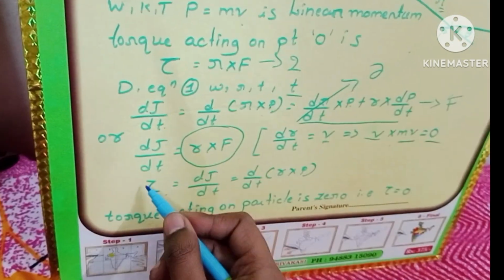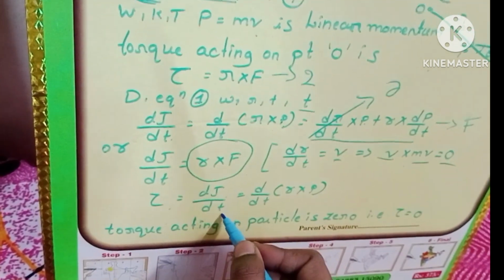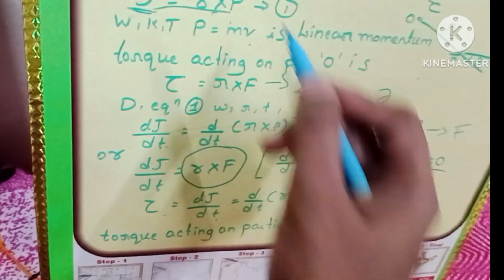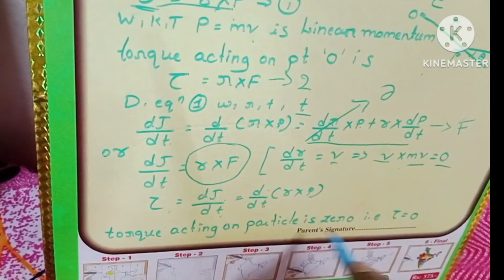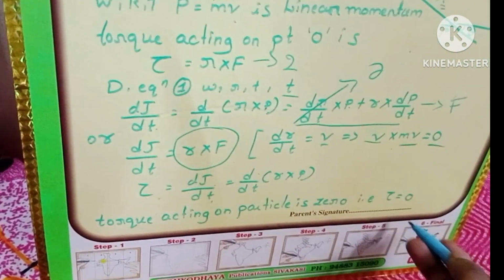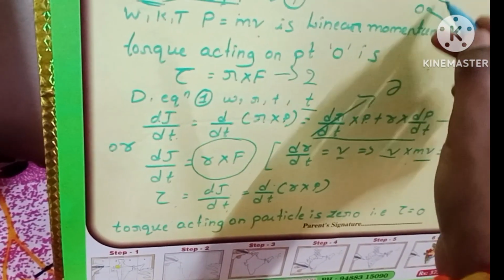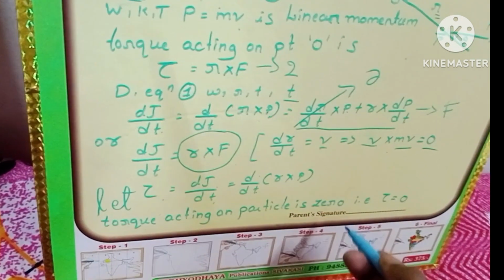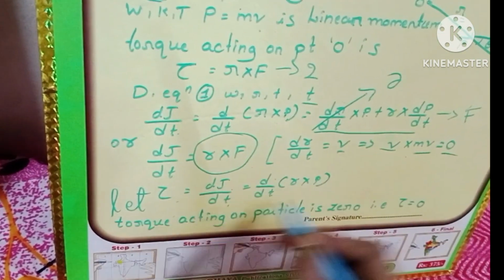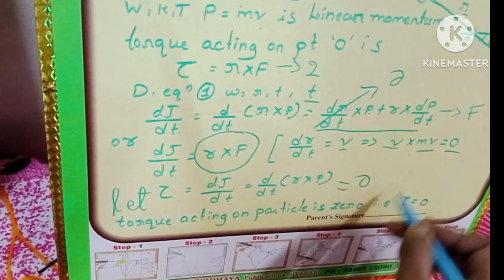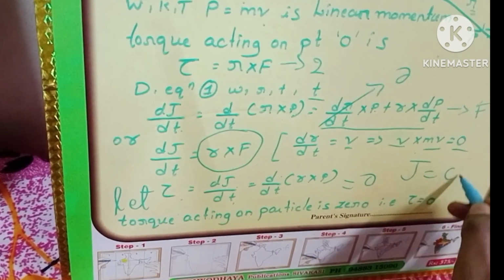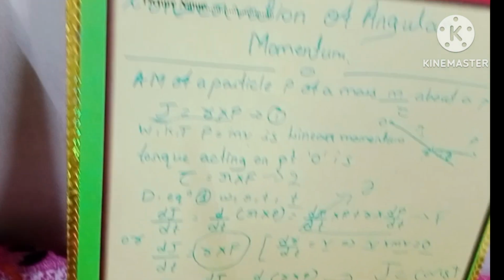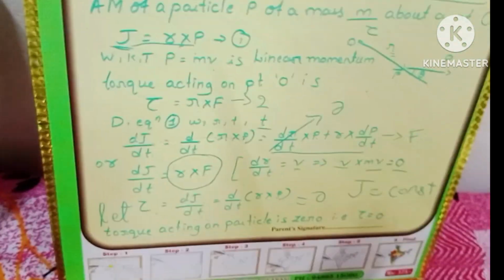So we write tau = dJ/dt, which is d/dt of J, where J is nothing but r cross p. If the torque acting on a particle is 0, then this entire expression becomes 0. Then J is equal to constant, which is nothing but the conservation of angular momentum holding good.